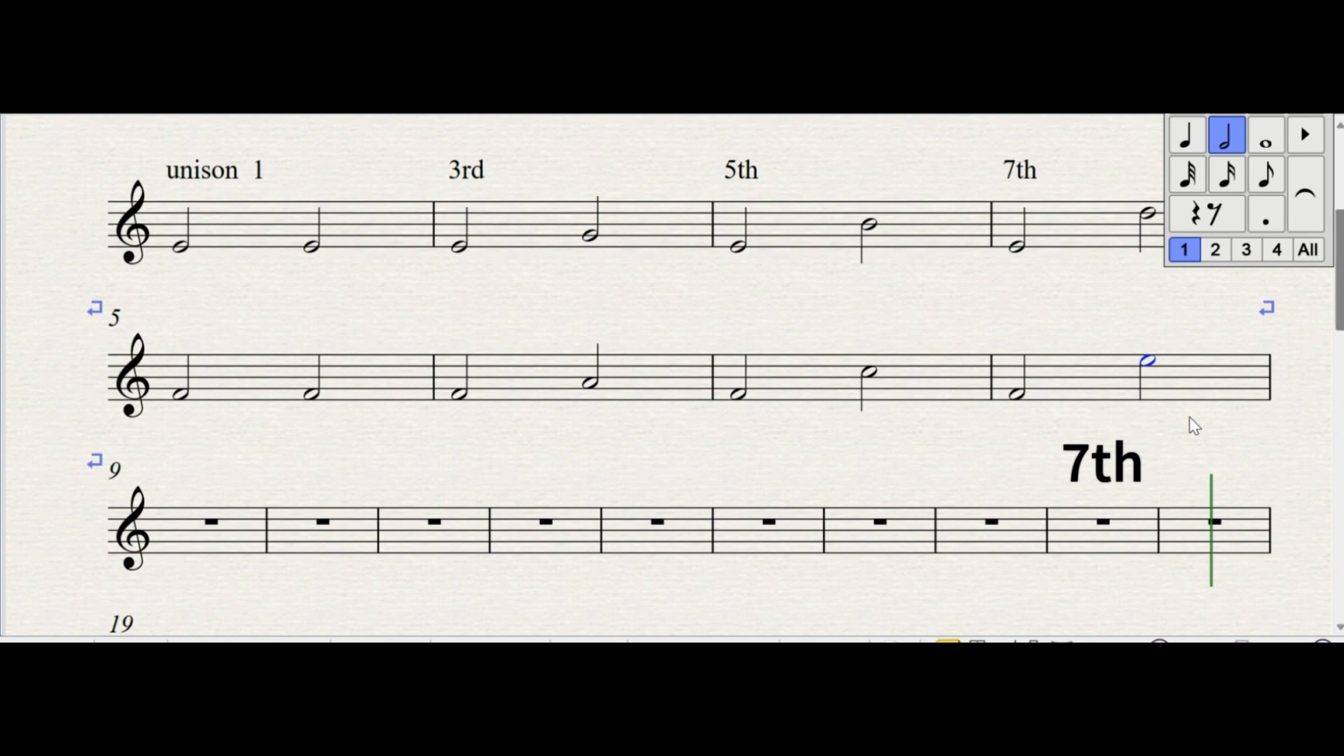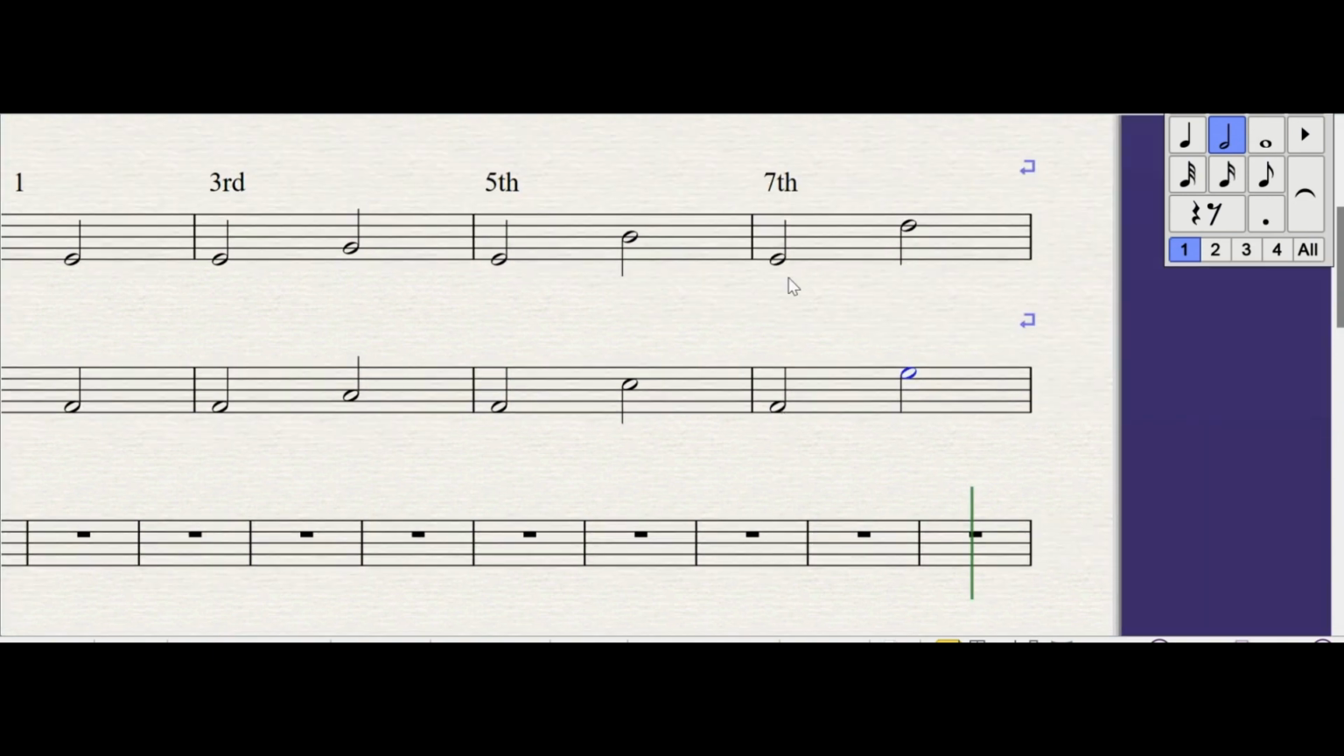So basically, you can say line to line or space to space is a unison, and then line to the next line or space to the next space is a third. You skip one line, you go up to the next, that's a fifth, or space to the next space is a fifth. And skip two lines, you have a seventh, or if you skip two spaces, you have a seventh.